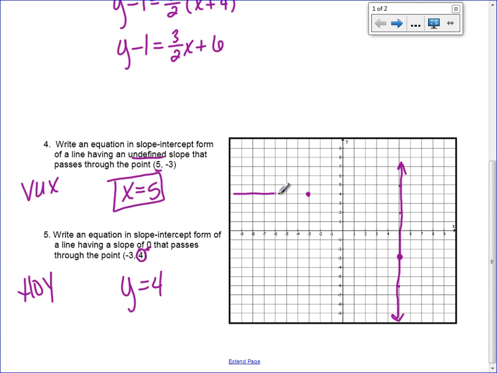For the same reason, if I were to plot my point, -3, 1, 2, 3, positive 4, it's going to be a horizontal line, and no matter where I am on that horizontal line, y is going to equal 4. It equals 4 at this point, it equals 4 at this point, it would equal 4 at a point way over here to the right, or way over here to the left. But no matter what, y is going to equal 4, and so you don't even have to draw the picture. Undefined slope, it's going to be x equals the x coordinate. 0 slope, it's going to be y equals the y coordinate. So if you have a point, it's super easy.